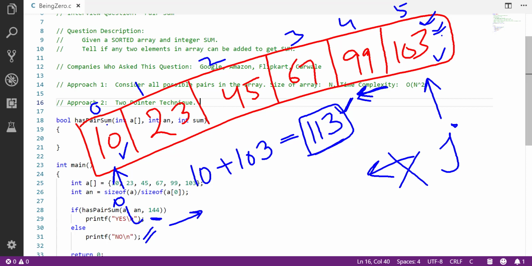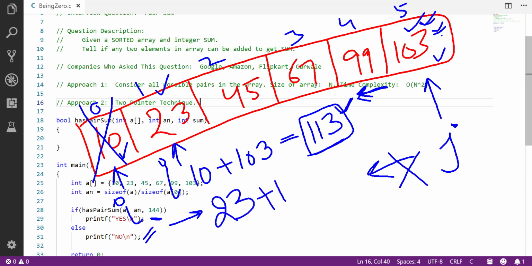So in the first step, what we do is i moves from 0 to 1. That means in one step we have gotten rid of one element from the array. So the array is reduced to n minus 1 now. In one step, one element is removed. Now this is i, this is j. Let's add these two elements. So we are adding 23 and 103. This sum comes out to be 126.